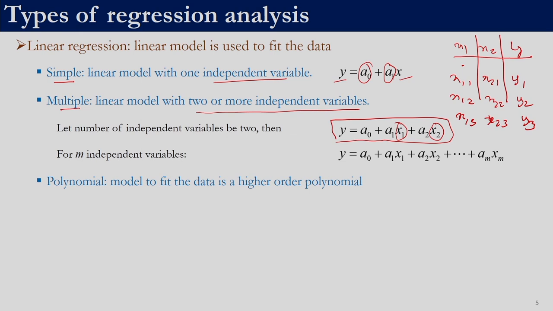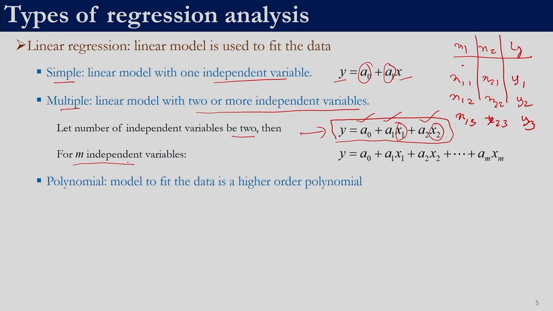So the task is to fit this model, right? To fit this model, that is to determine the values of a0, a1, and a2. So x1 and x2 are known, right? Our task is to find out these three coefficients. So this is if we have two independent variables. The independent variables are x1 and x2. Similarly, we can have m independent variables.